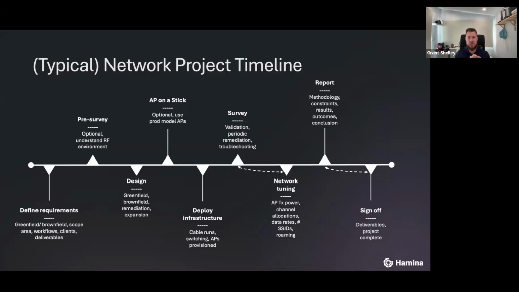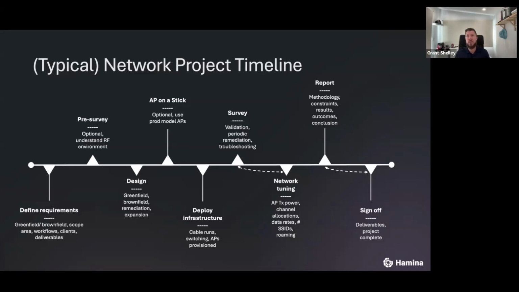And sort of in the middle here, we've talked about the pre-survey design, AP on a stick. We've got the deploy the infrastructure, right? So you do the pre-survey design or AP on a stick, maybe a combination of. We've got the deployment of the infrastructure, and then we've got the survey itself, depending on what type of survey it might be. And then we've got the network tuning.